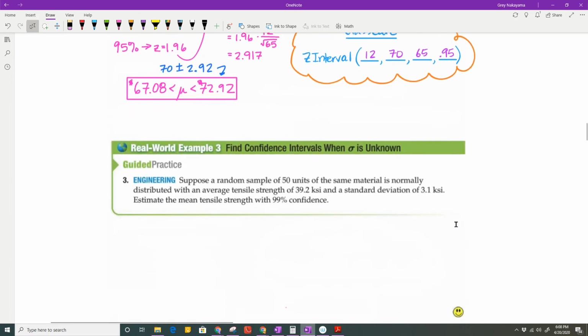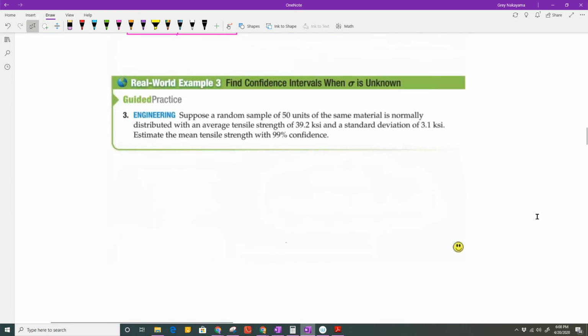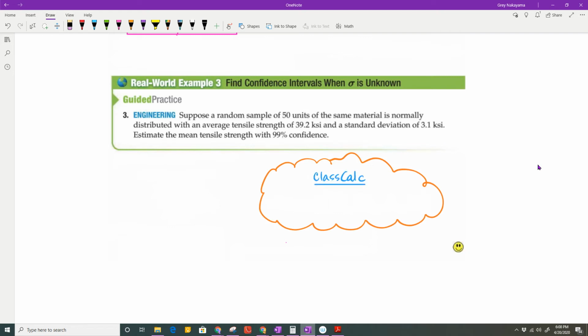Okay, let's do another one. Suppose a random sample of 50 units of the same material is normally distributed with an average tensile strength of 39.2 KSI and a standard deviation of 3.1 KSI. Estimate the mean tensile strength with 99% confidence.